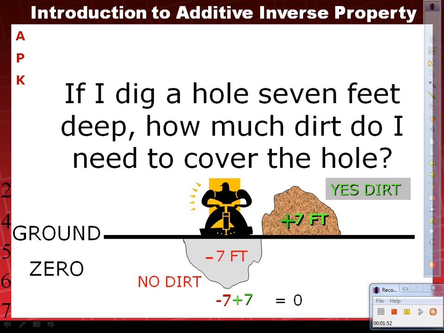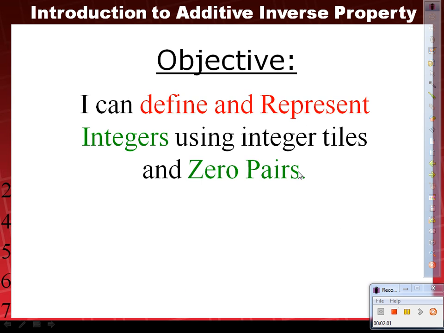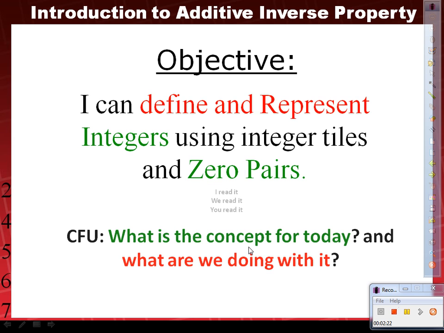However, to get started, here's the objective, and it reads, I can define and represent integers using integer tiles and zero pairs. Let's read together. 1, 2, 3. I can define and represent integers using integer tiles and zero pairs. Now look at the question here. Look at this question. What is the concept for today? Before you say it out loud, just think about it. Look at the objective and tell your neighbor what the concept for today is.